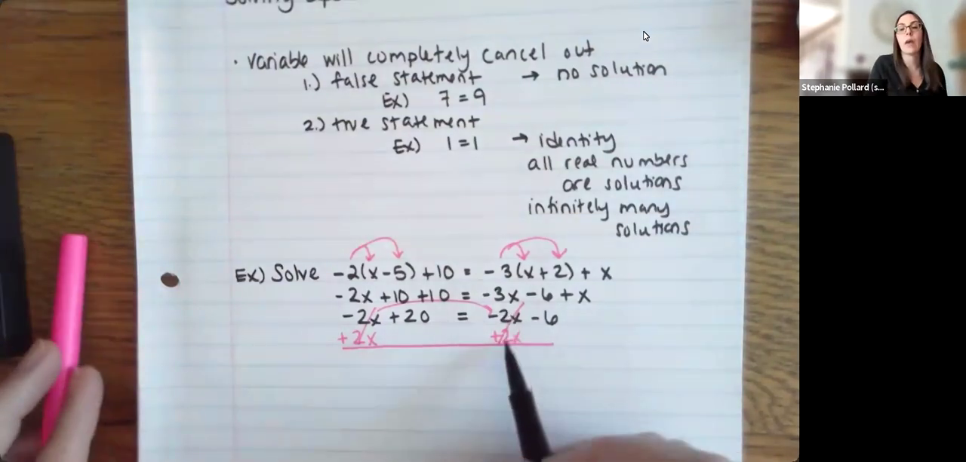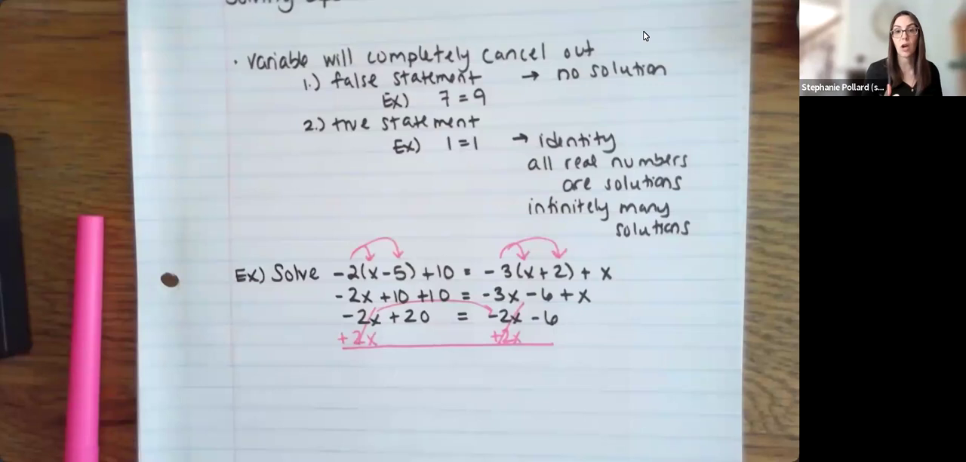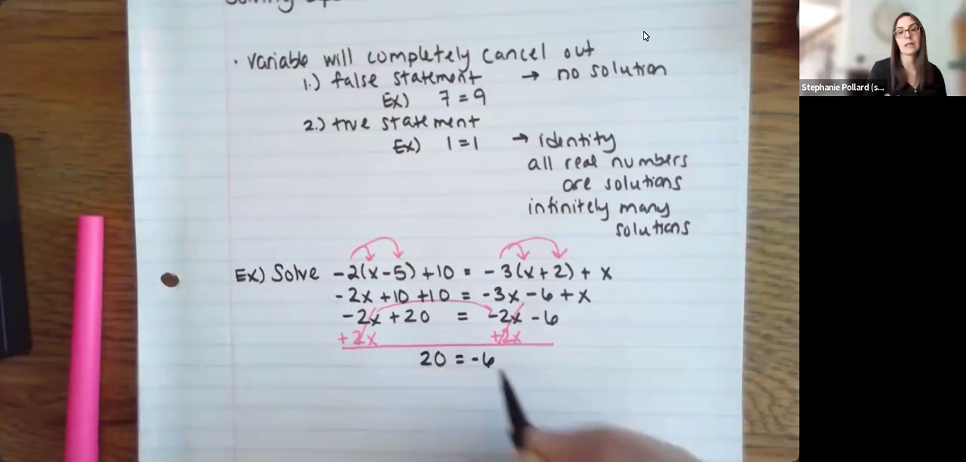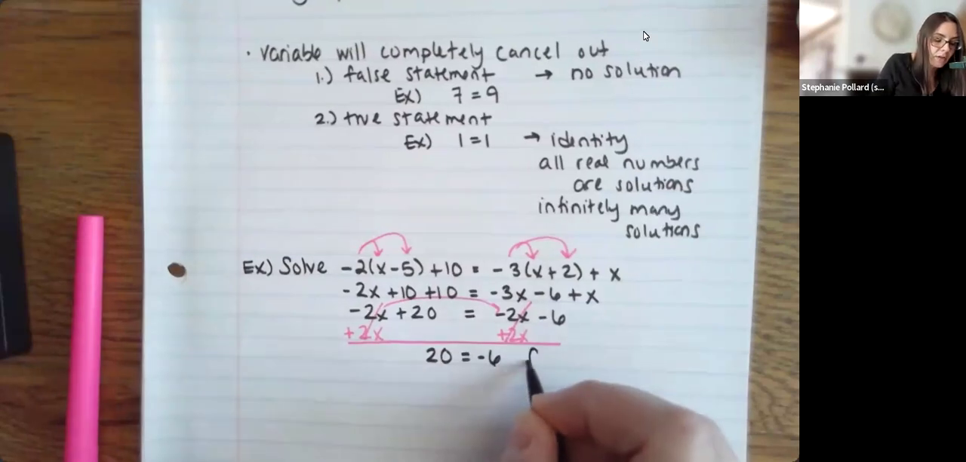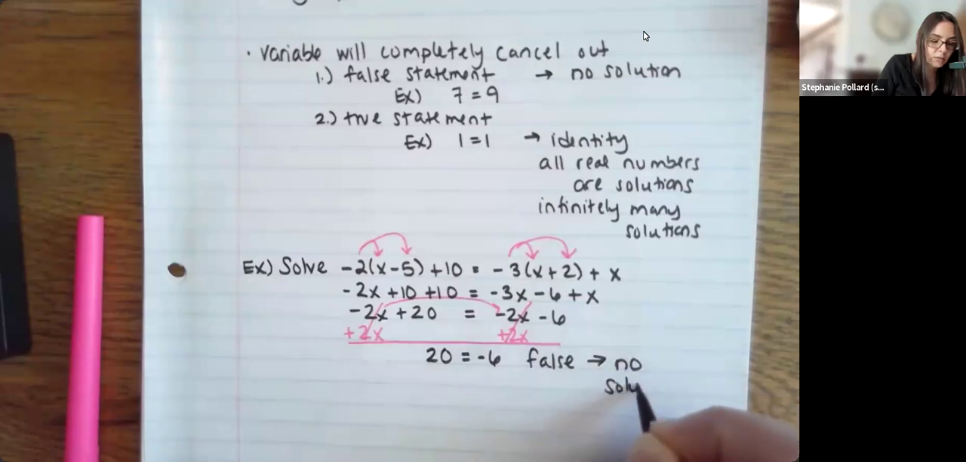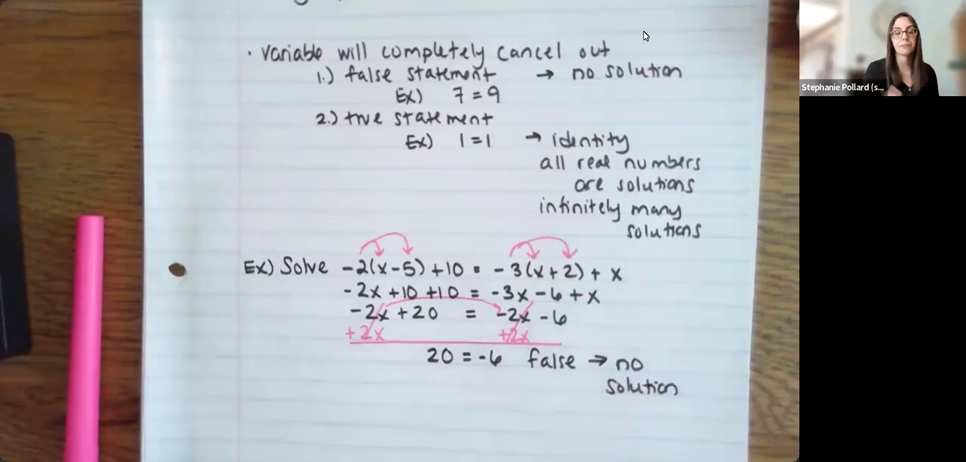This does not become 1x. It is 0x. So it's just gone. And you're left with, in this case, 20 equals negative 6. Now, that is definitely false. And in which case, there is no solution to this example.